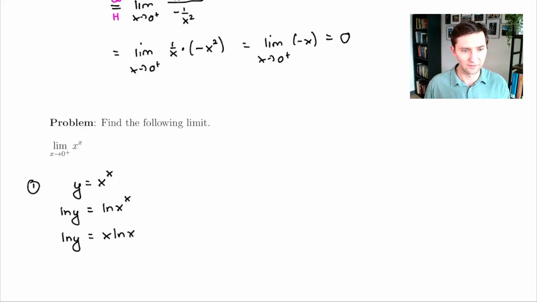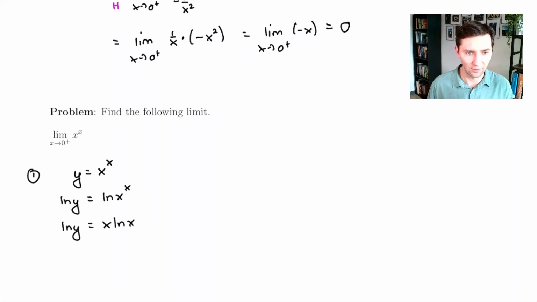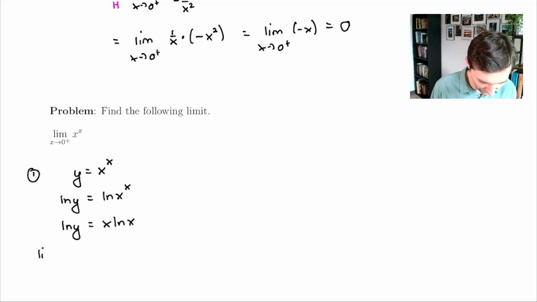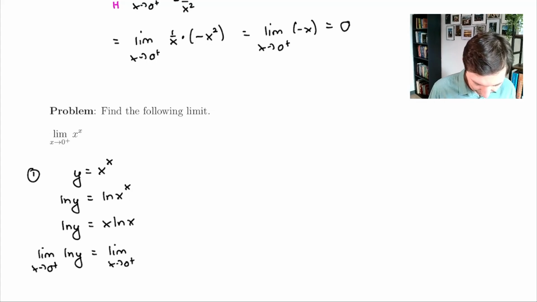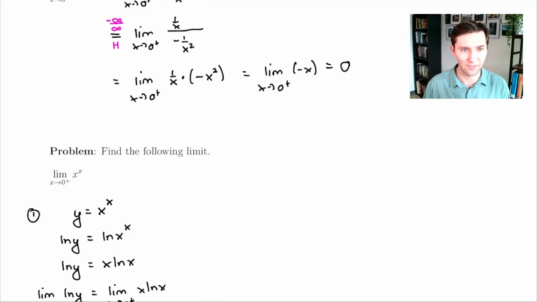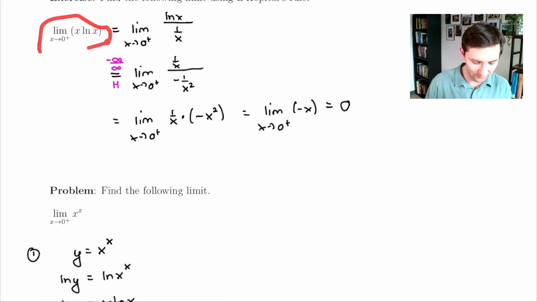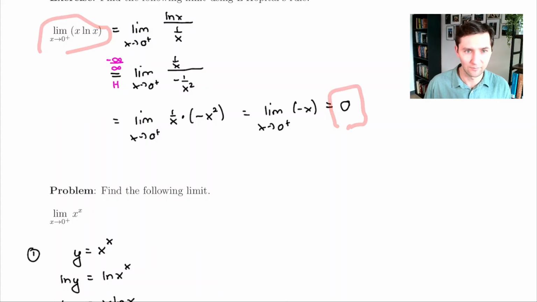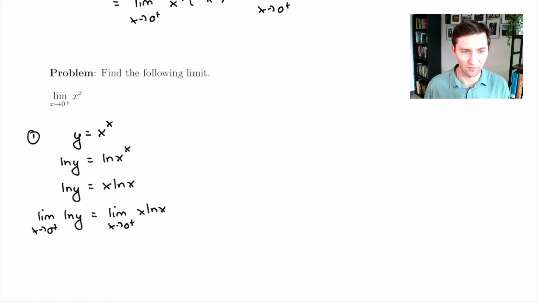Your goal is to find the limit, so now I will take the limit as x goes to 0 from the right side on both sides of this equation. And I will get the limit as x goes to 0 from the right of ln of y, that will equal the limit as x goes to 0 from the right of x ln of x. I believe we know the value on the right side. This limit we computed in the first exercise today, and we computed that that limit was 0. So the right side of this equation is 0.